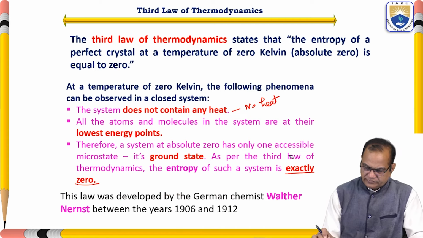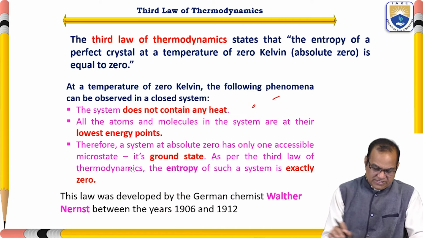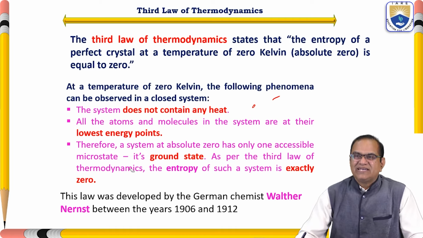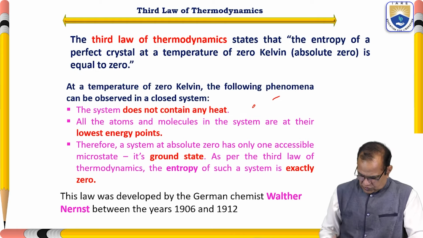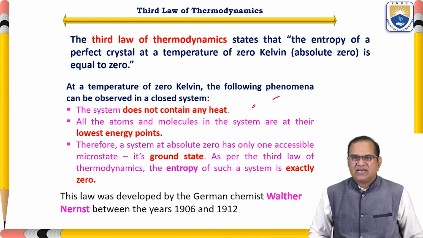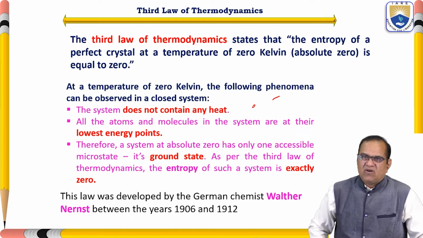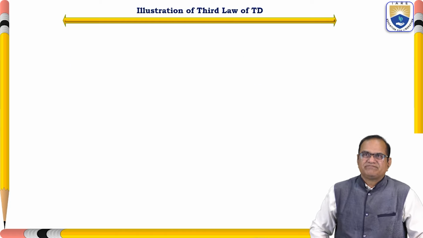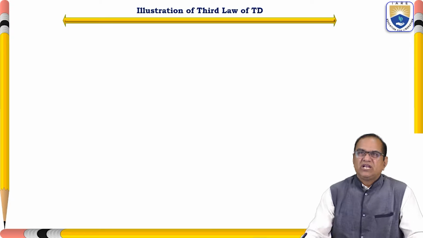So this law was developed by the German chemist Walther Nernst between the years 1906 and 1912. So the credit goes to this fellow, the German scientist Walther Nernst. So now, an illustration of the third law of thermodynamics.